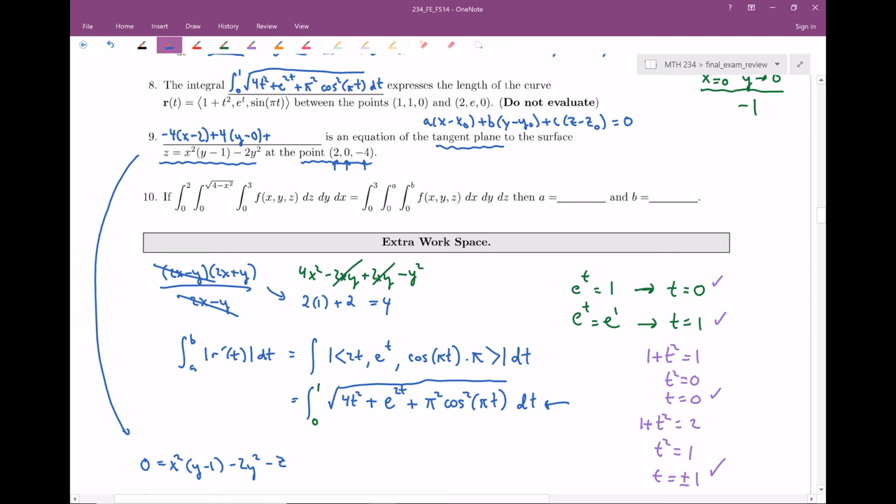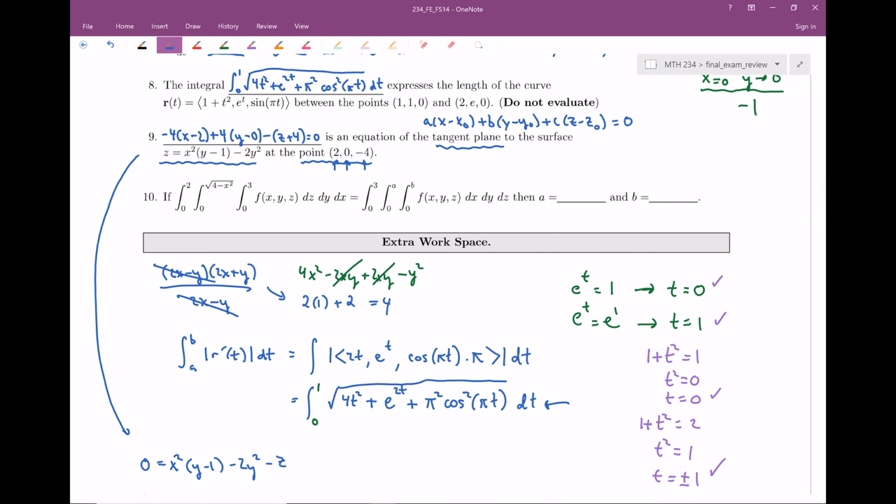Plus c. C in this case was negative 1, so I'm just going to go ahead and do minus, and z minus z naught. So z naught in this case was negative 4, so minus a negative 4 is going to be the same thing as adding 4. That should be equal to 0. So that's the equation of a tangent plane to the surface z equals x squared times y minus 1 minus 2y squared at this particular point.